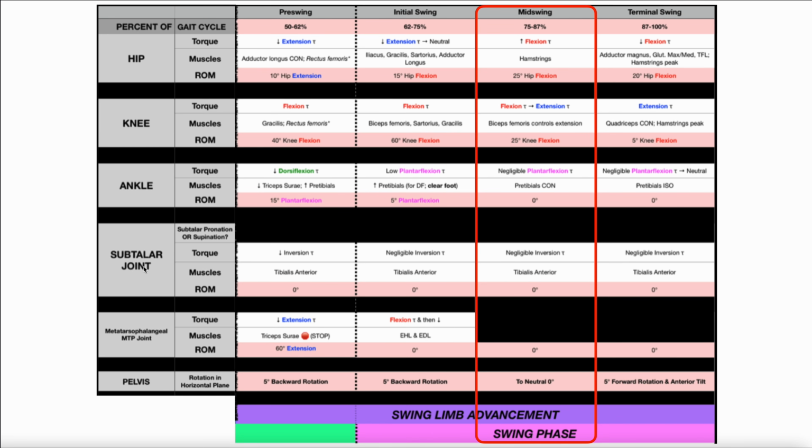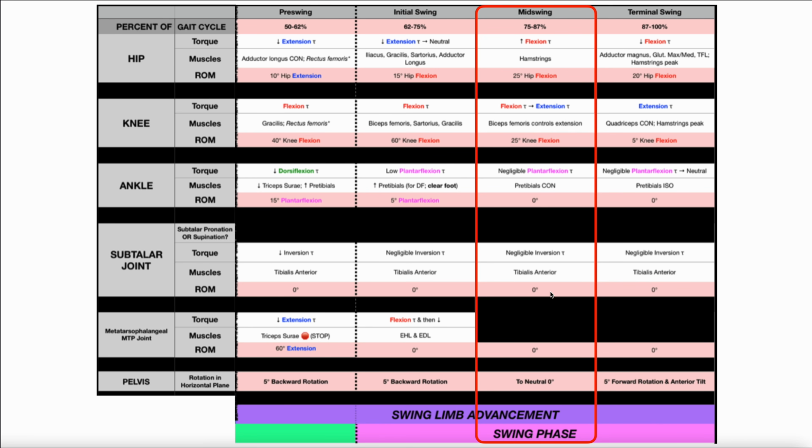At the subtalar joint, again, we have a negligible inversion torque, and we still have activation of, again, one of those pretibials, tibialis anterior, which is functioning as a mild inverter of the subtalar joint. And again, subtalar joint is still at 0.